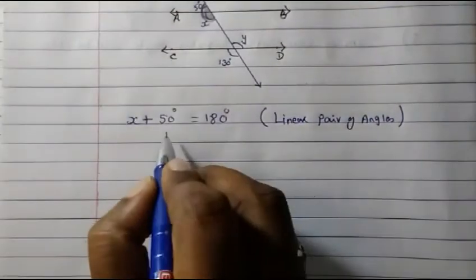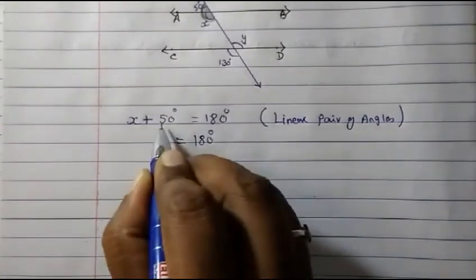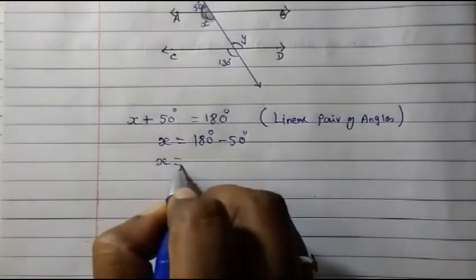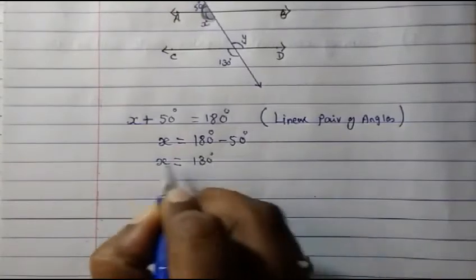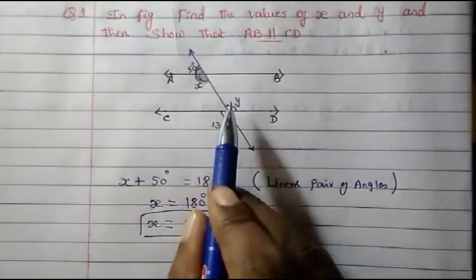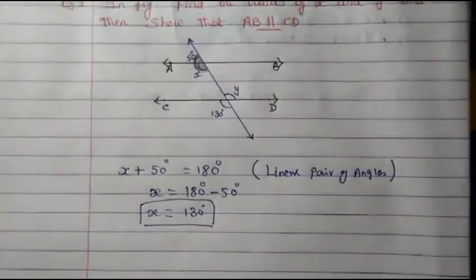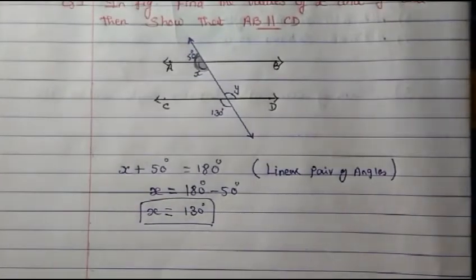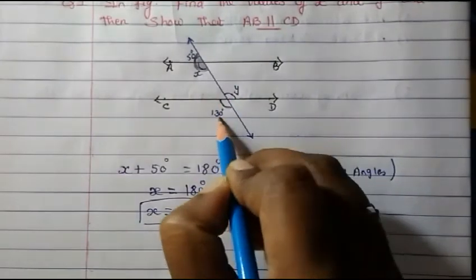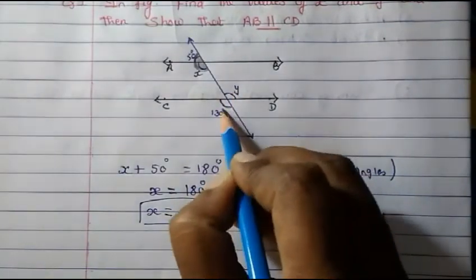Now we want to find the value of x. We keep x here, 180 here, and plus 50 when it comes here becomes minus. So then we get the x value as 130 degrees. So we found the x value. Now let's find out y. If y also comes the same, then we can prove that AB is parallel to CD. Now look at this y. Opposite to y here, one angle is given to us, that is 130 degrees. So y also will be 130 degrees because these are vertically opposite angles.